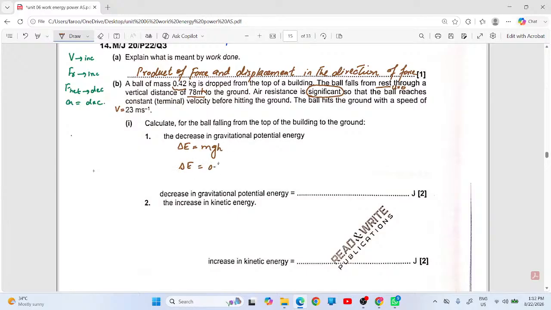everything is known. g is 9.81, height is 78. Check करें. 321.4. 320.